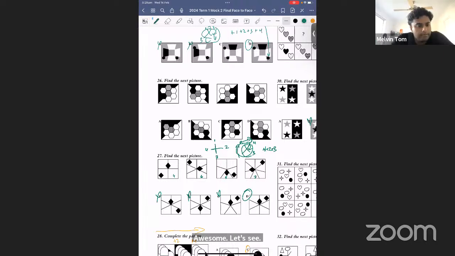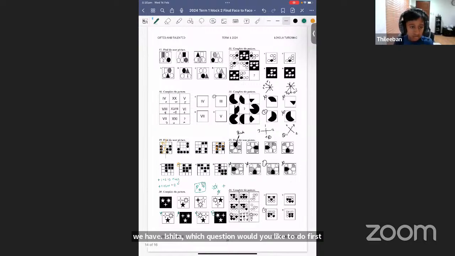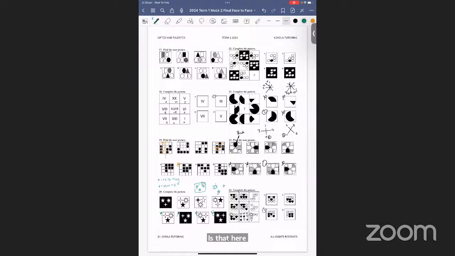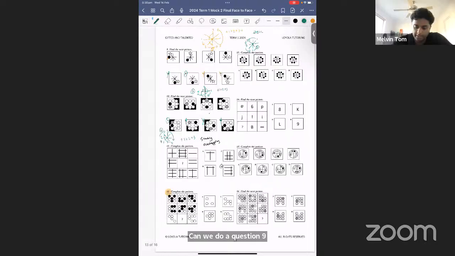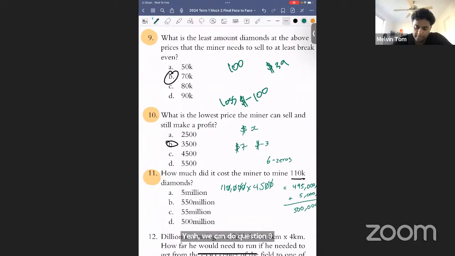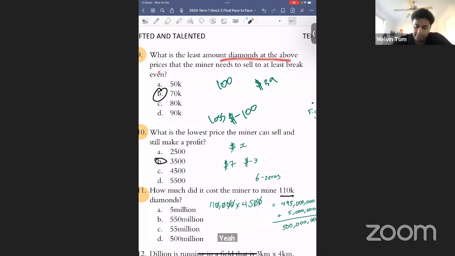Next, we have Ishita. Which question would you like to do first? Can we do question 9? Yeah, we can do question 9. Quantitative. Yeah, this one here, right? All right. What is the least amount of diamonds at the above prices that the miner needs to sell to at least break even?